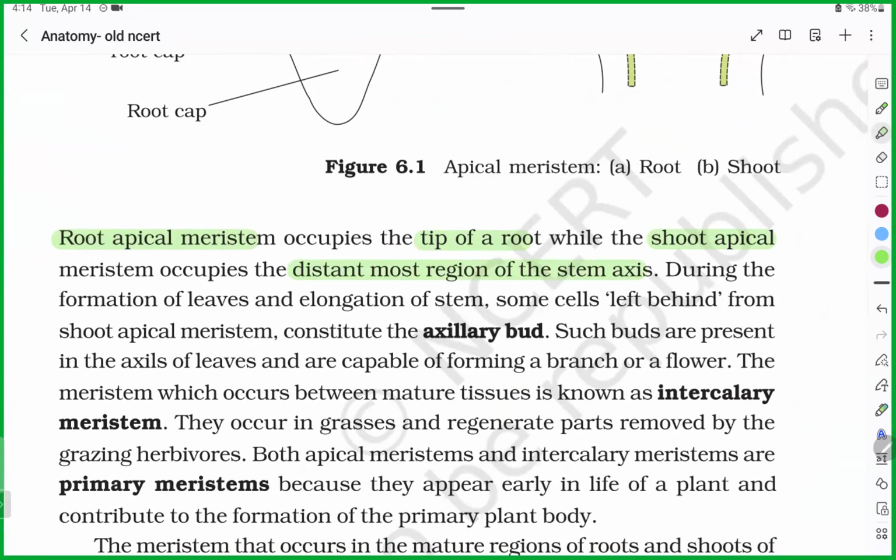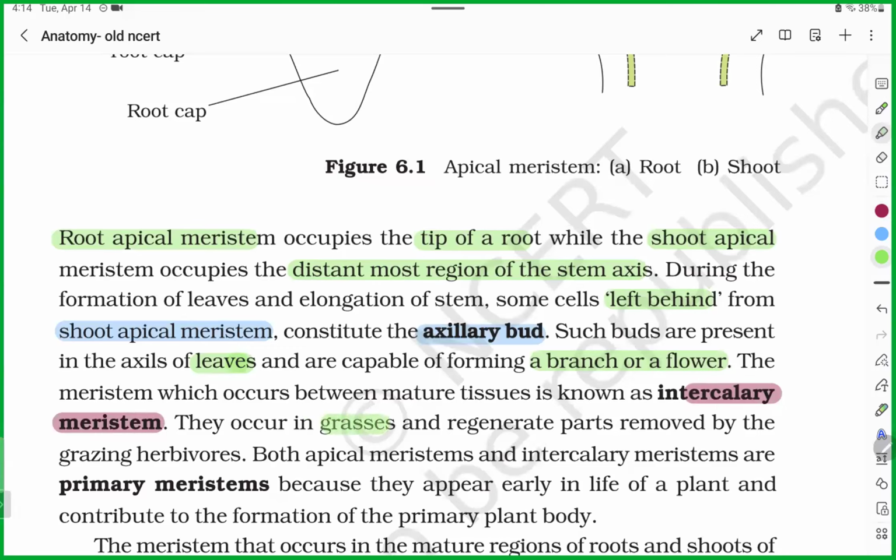When leaf formation starts or stem length increases, some cells are left behind, and such cells are known as axillary bud. So axillary bud is the modification of the shoot apical meristem. The same bud is also present at the leaf tips, or they form a new branch or new flower. So new branch, new flower, new leaf, axillary bud, everything is responsible for the division of cells. Sometimes dividing cells are present between the mature tissue. Such tissue is known as intercalary meristem, meristem between the mature tissue.